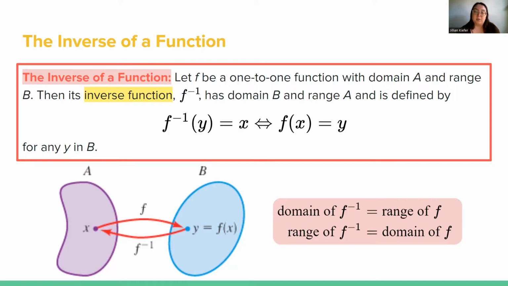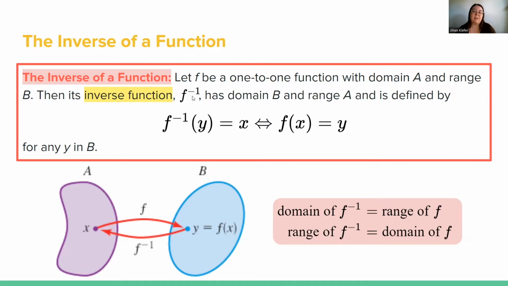For the inverse of a function, we say let f be a one-to-one function with domain A and range B. Then its inverse function, which we say f inverse, is that f to the power of -1 there. It doesn't actually have the power of -1. It's really just a notation that we use to indicate f inverse. So you will never actually be plugging in any powers of -1 or anything like that. It really just signifies f inverse. So that's why it looks like that.